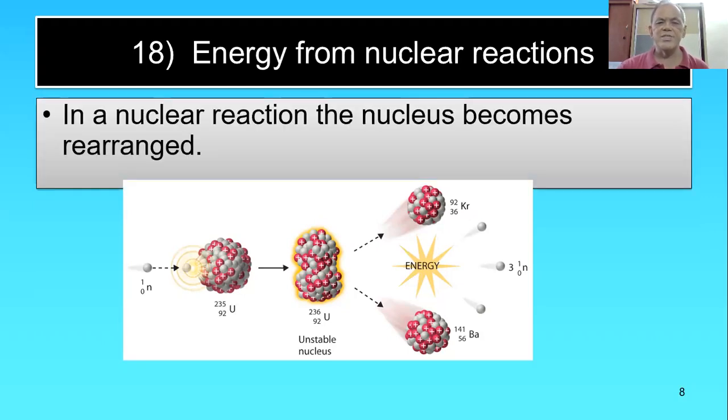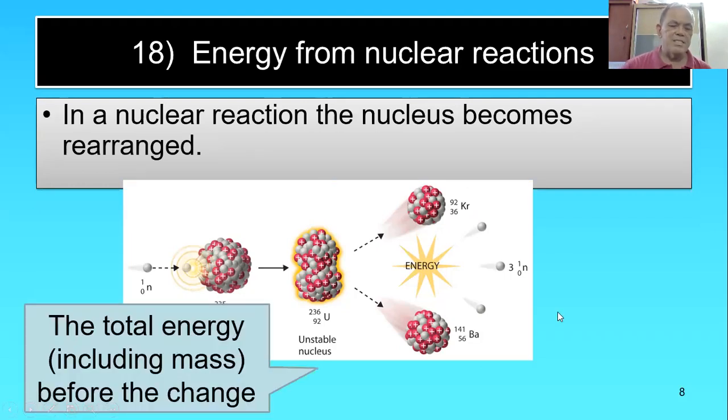In nuclear reaction, the nucleus becomes rearranged. We start with a nucleus, like this one, uranium, and you send a neutron inside there. After the combination, it breaks up into two different daughters, krypton and barium, and then releases 3 neutrons.